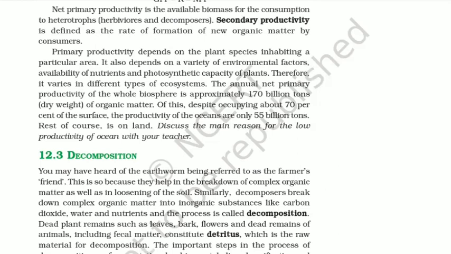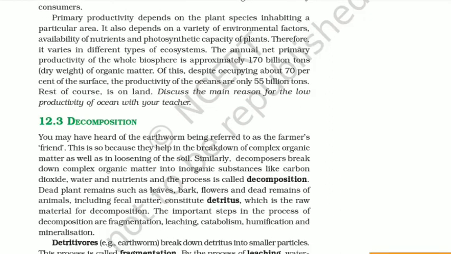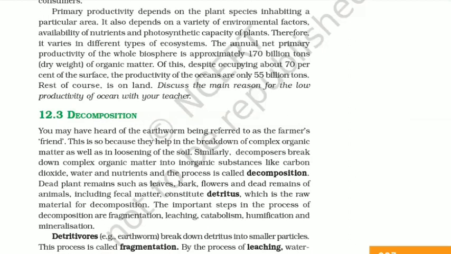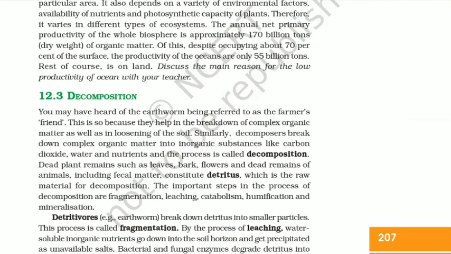Secondary productivity is defined as the rate of formation of new organic matter by consumers. Primary productivity depends on the plant species inhabiting a particular area. It also depends on a variety of environmental factors, availability of nutrients, and photosynthetic capacity of plants. Therefore, it varies in different types of ecosystems.